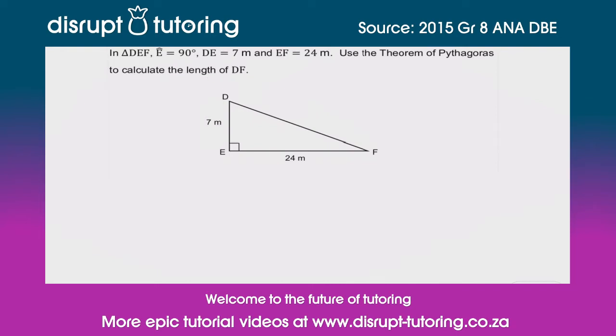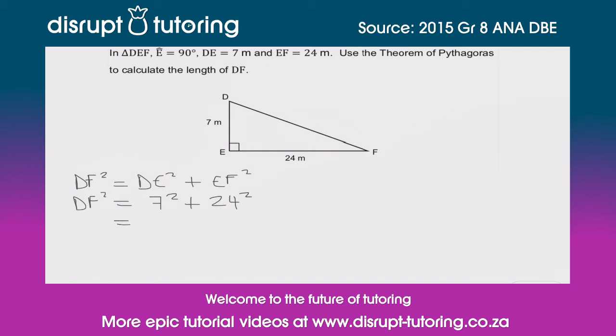Now, what does Pythagoras mean? We know that Pythagoras means that the square of the hypotenuse, which is DF, is equal to DE squared plus EF squared. So let's put that into mathematics. So we know that DF squared is equal to DE squared plus EF squared. Now, we don't know what DF is. That's the point of this question. So we're going to put in DE, which we know is 7 squared. And we know that EF is 24 squared. So we leave the DF squared as is.